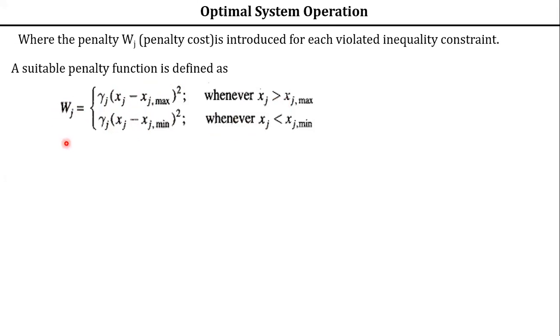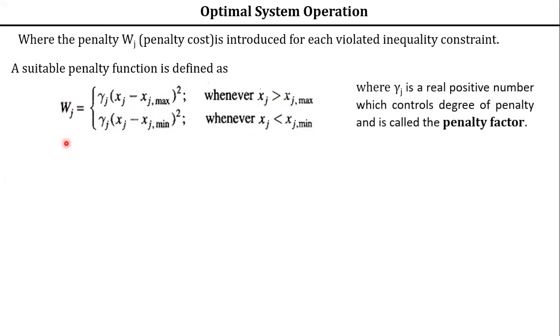Now, obviously gamma j is a real positive number which controls the degree of penalty and is called the penalty factor. Gamma j is your penalty factor, which is a real positive number which controls the degree of penalty. Understood? So how to select this gamma j?